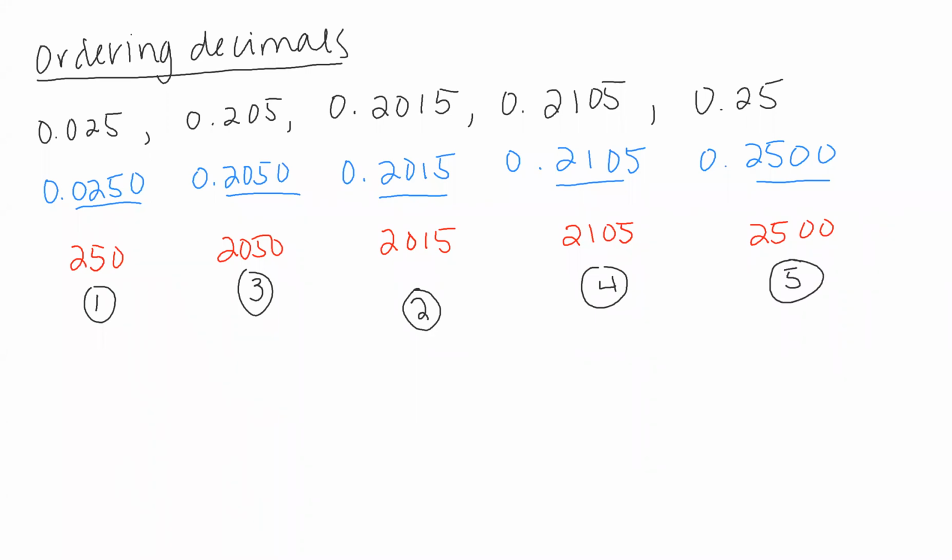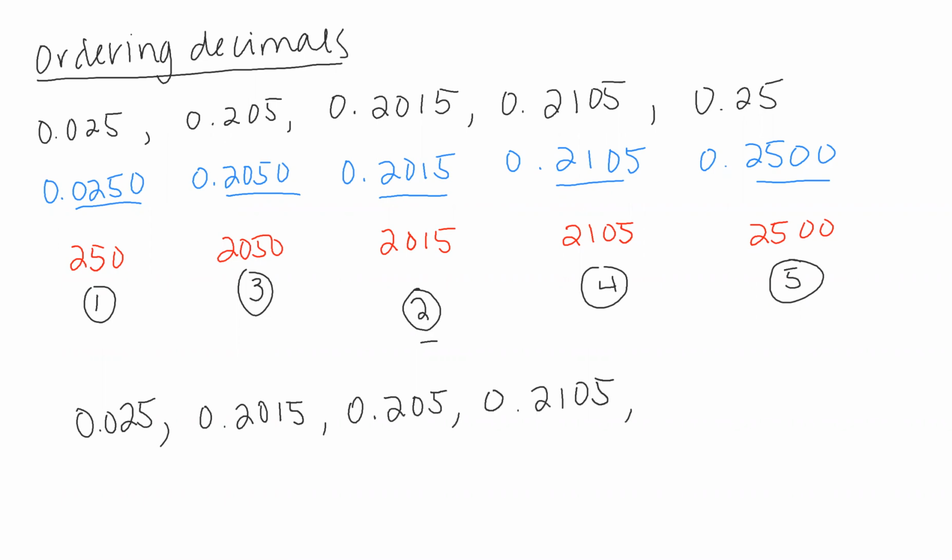So smallest to largest, I'm going to write the numbers back out, but I'm going to write out the original numbers. So my smallest number was 0.025. My next smallest number was 0.2015. I then have 0.205, 0.2105, and finally 0.25. Let's do another one like that.